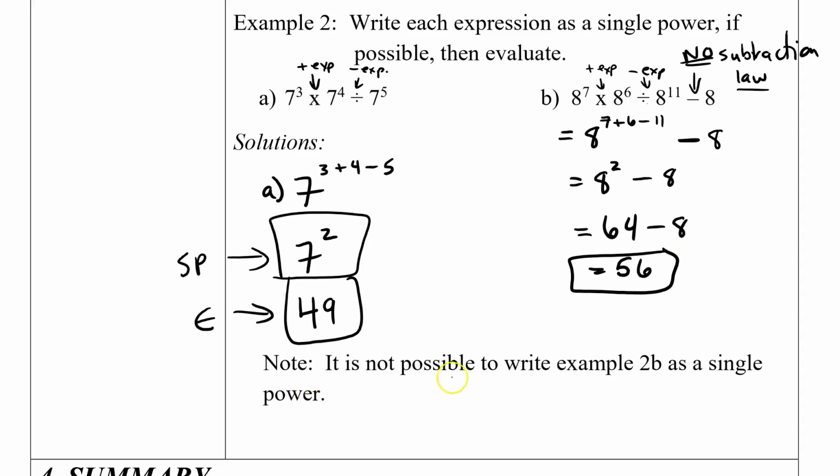So note, it is not possible to write example 2b as a single power. Why? Because there's no subtraction law.